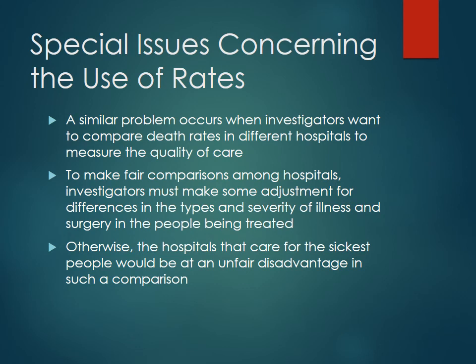Similar problems will also pop up when investigators want to compare death rates in, say, different hospitals to measure the quality of care. So for instance, when you're looking at a NICU, neonatal intensive care unit, and you're looking at a place that has a birthing hospital versus one that doesn't, which one do you think would skew worse in their mortality rates? The one that doesn't. Why the one that doesn't? Because you're not accounting for births. There's no births to offset it, right?